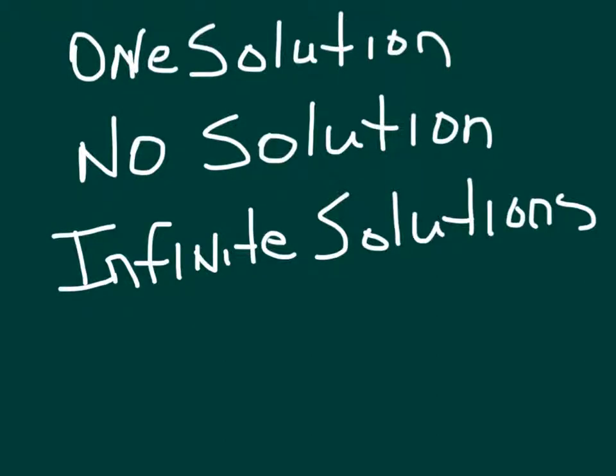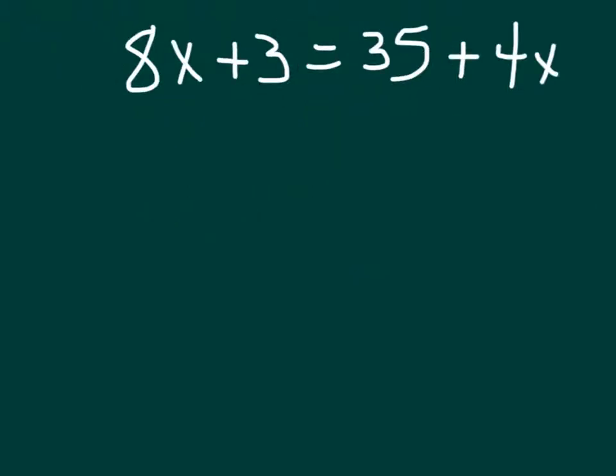Now, there are three situations that can come up when you're solving algebraic equations. You can come up with a situation where there is one solution to the problem, where there is no solution to the problem, or there might be infinite solutions to the problem. So let's check out. We'll start out with 8x plus 3 equals 35x plus 4x.